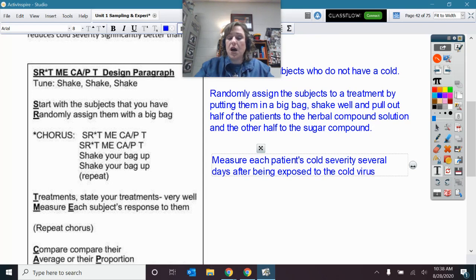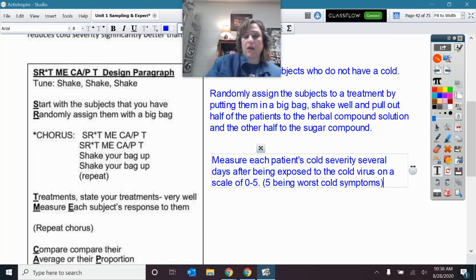Brr, brr, brr, and we want to say that is on a scale of 0 to 5. Now, I probably should say with 5 being the worst, 5 being the worst cold symptoms. I probably should have done that in the problem. Okay, so we have all these individual numbers. Now, what are we going to get with all of those individual numbers?